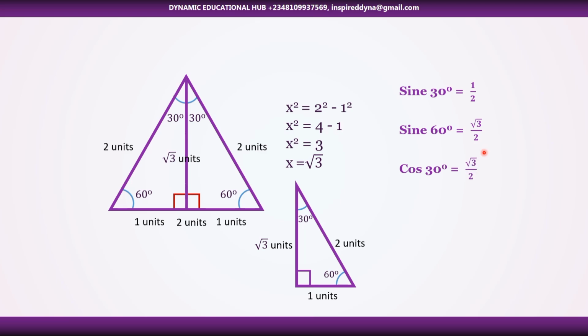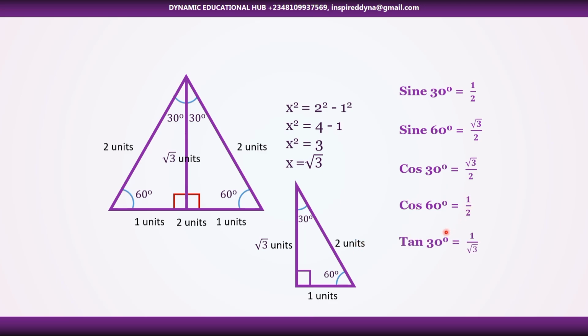The same thing with cos 30°. Cos 30°, that's adjacent over hypotenuse. What is the adjacent side of 30°? We have root 3. What is the hypotenuse? We have 2. So we have cos 30° is root 3 over 2. What is cos 60°? That is adjacent over hypotenuse. What is the adjacent side of 60° here? We have 1 unit over the hypotenuse, which is 2. We have 1 over 2.